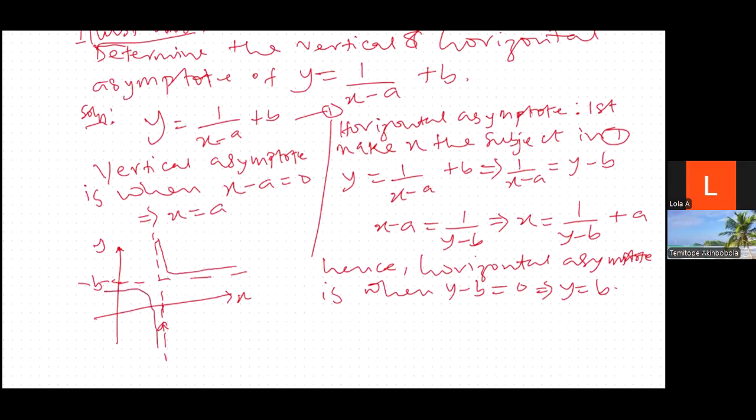Can you see it? So this is the graph of y equals 1 over x minus a, plus b. Does that make sense to you? So this is what we meant the other time: the graph or the curve has the same shape, but at different points of asymptote. That's what we mean by that.